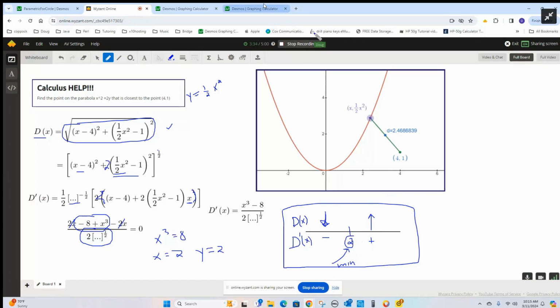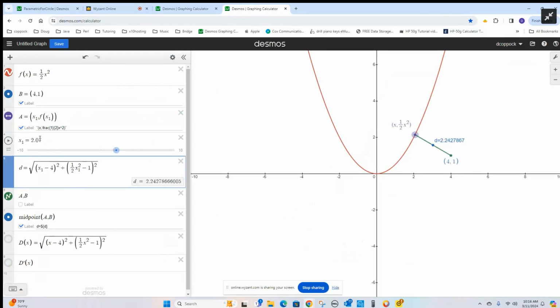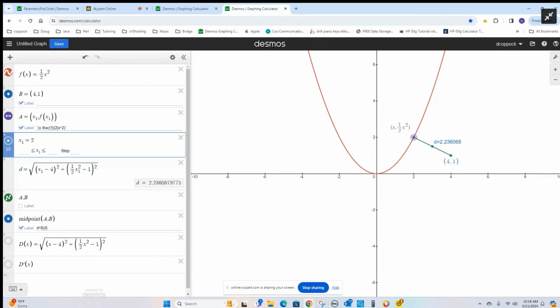And so if I come back to Desmos and change x of 1 to 2, there is the minimum distance, 2.236068. That's approximate. There you go.